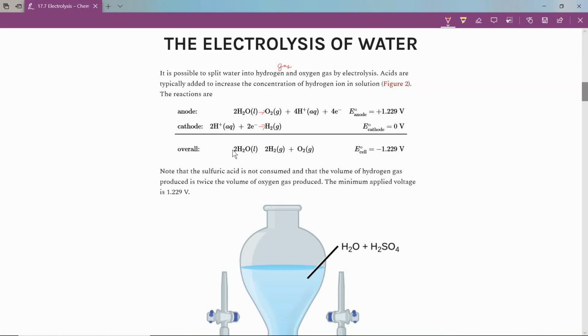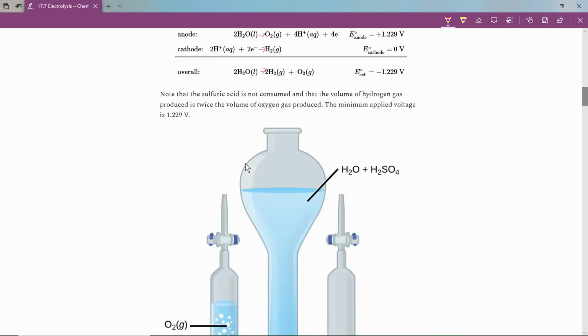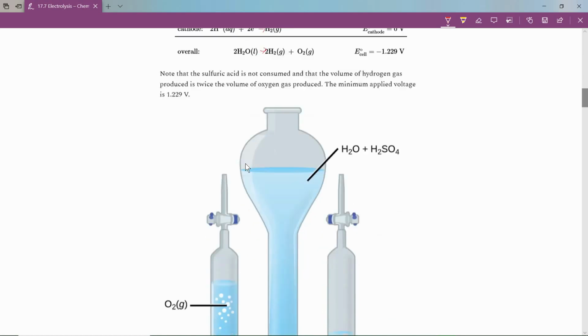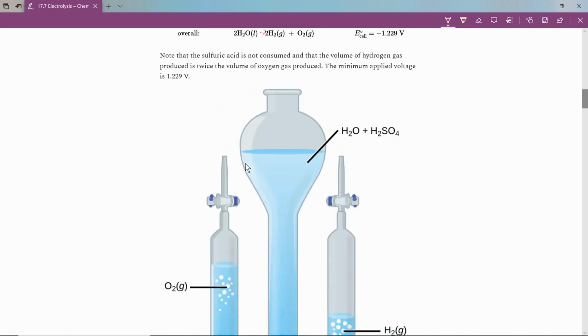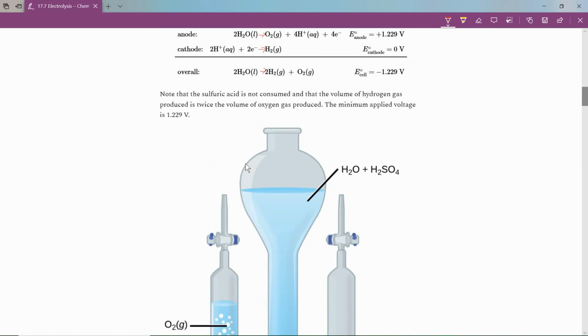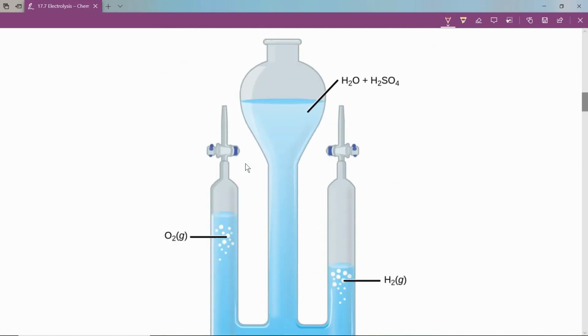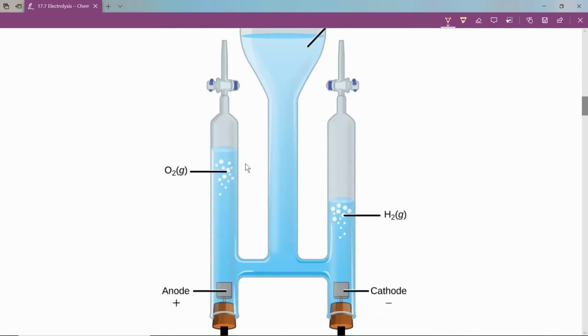And you're going to find, as you see overall, that you'll form twice the amount of hydrogen gas as oxygen gas. So note the sulfuric acid is not consumed. Sulfuric acid just helps us get the hydrogen gas formed. The volume of hydrogen gas produced is twice the volume of oxygen. You can see that here, just based on displacement.